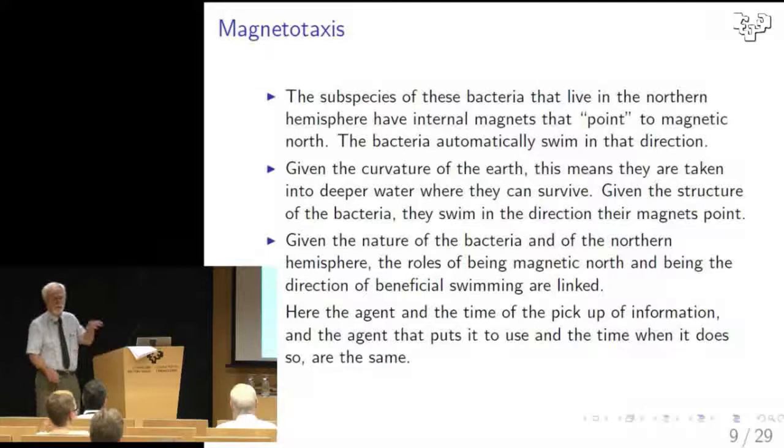Now, the Earth is curved, so if you're in the sea and you swim directly north, you actually go deeper. And that's very good for them because they want to get away from oxygen. And the deeper you go in the sea, the less oxygen. So given the nature of the bacteria and of the northern hemisphere, the roles of being magnetic north and being the direction of beneficial swimming are linked. They're not linked in the southern hemisphere, so the bacteria there have evolved differently. If you took some northern hemisphere bacteria and put them in the southern hemisphere, you would have paid a lot of money to see them die.